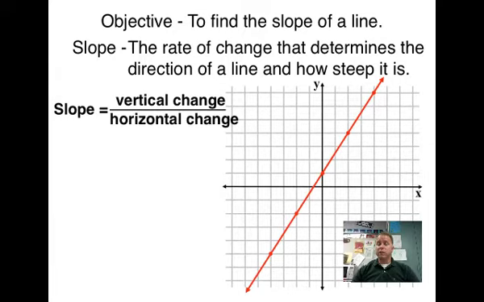Remember, vertical change is up and down, horizontal change is left and right. Another way of thinking of slope is delta y over delta x. That's kind of a mathematical, science-y type of way of saying change of y over change of x. And remember, y is we go up and down, x we go left to right.